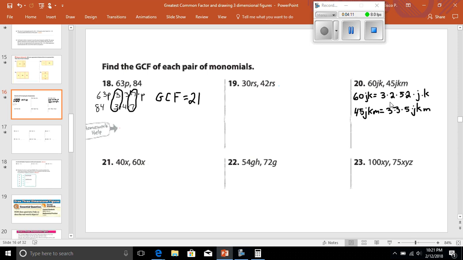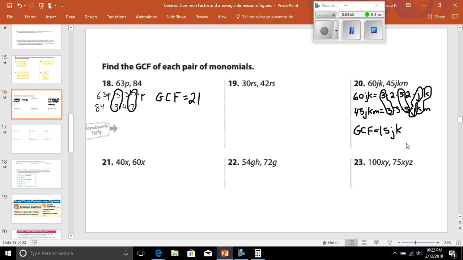Let's circle all the things we have in common again. We got the 3's in common, got the 5's in common, and really nothing else as far as numbers. So that tells us the numbers are going to be 3 times 5, that's going to be 15. But we also have the J's here, and we have the K's. So they will also be part of that. So the greatest common factor for these two terms will be 15JK.